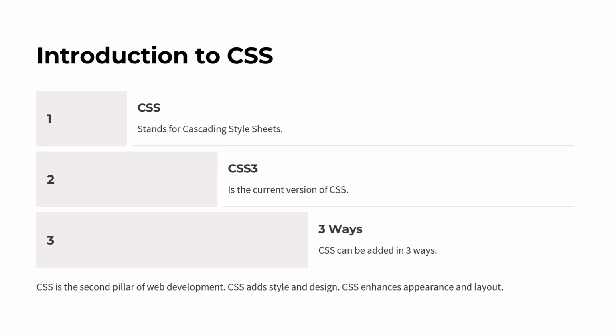CSS can be applied to a web page in 3 different ways. Inline CSS applies styles directly to individual elements within the HTML code. Internal CSS is written within a style block in the document's head section, affecting multiple elements on the same page. External CSS, the most efficient method, is written in a separate style sheet file and linked to multiple pages, ensuring consistent styling across an entire website.